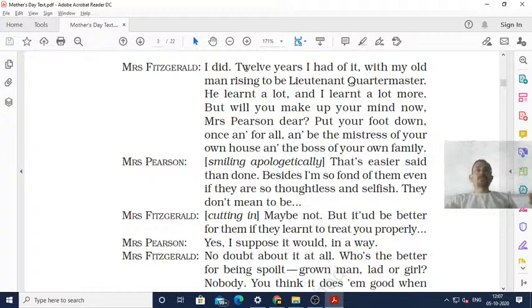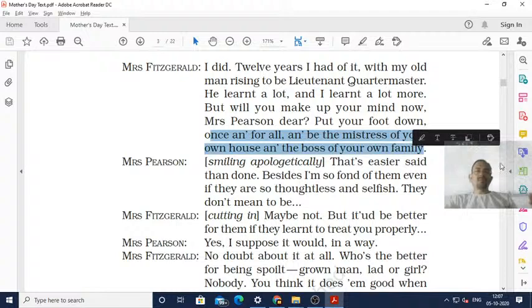Then Mrs. Fitzgerald said, I did 12 years I had of it, with my old man rising to be lieutenant quartermaster. He learned a lot, and I learned a lot more. But will you make up your mind now, Mrs. Pearson dear? Put your foot down once and for all, and be the mistress of your own house and the boss of your own family. You become the mistress of your own house and the boss of your own family.